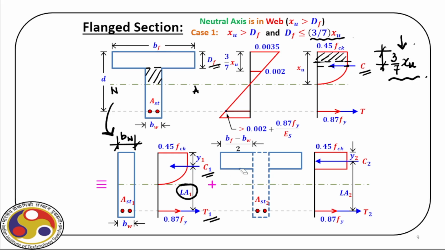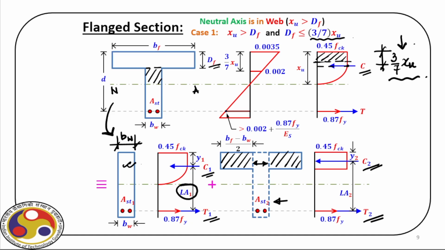Plus, we have a situation where we have the part of the flange which is actually taking part in the compression, leaving the originally considered width of this section which is here. Then for this section, we have C2 as the compressive force. To balance that C2, we have to develop some T2. For that, we have this AST2 as the steel requirement.